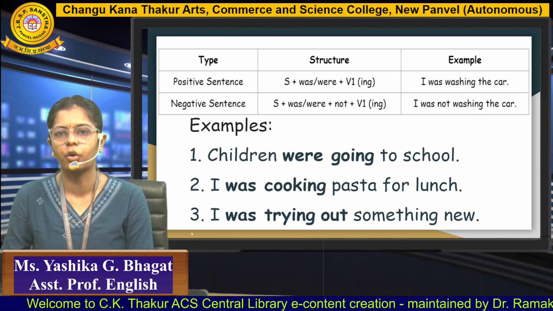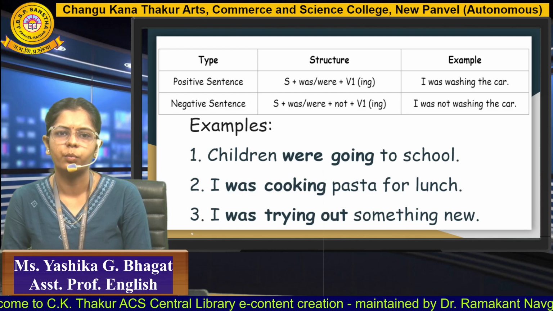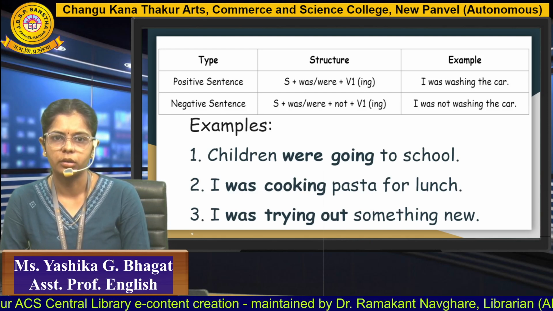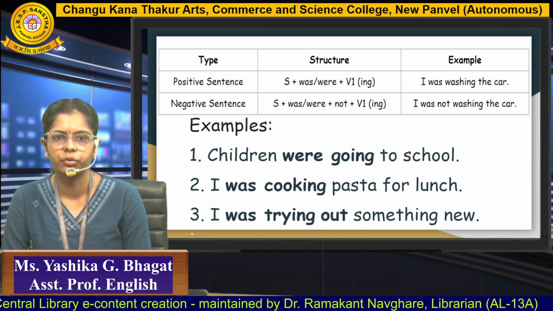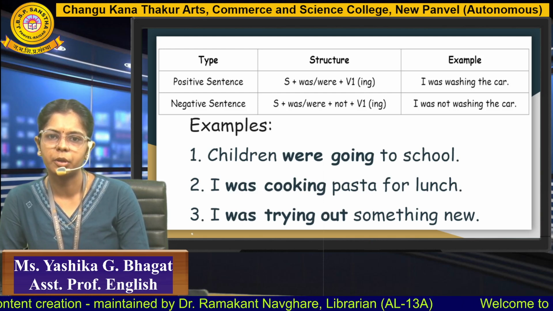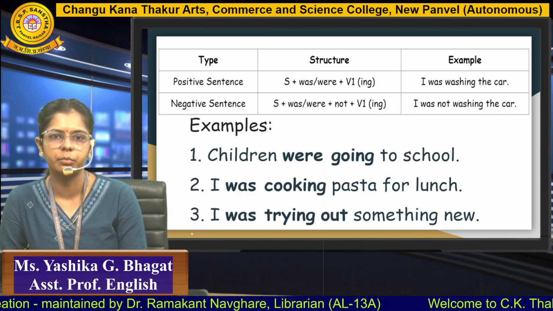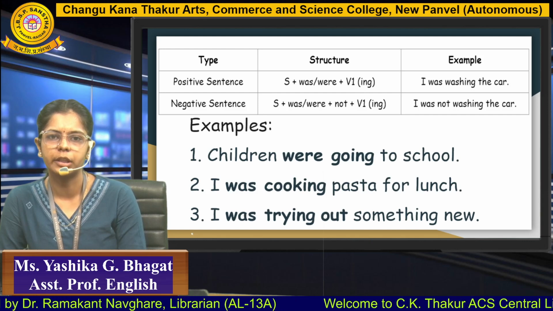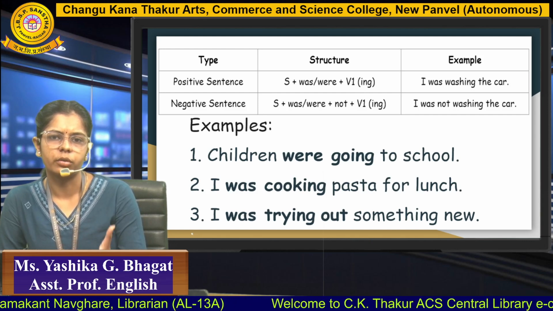So, I was washing the car. Similarly, when we are supposed to frame a negative sentence, we will add the negation not. We already have a helping verb over here, which is the was. As in the earlier tense we saw, the simple past tense, there was no helping verb, so we added the word did as the helping verb. But here, was is already there in the structure.